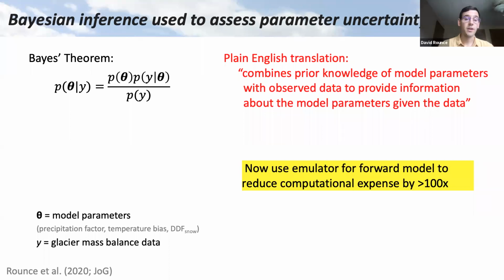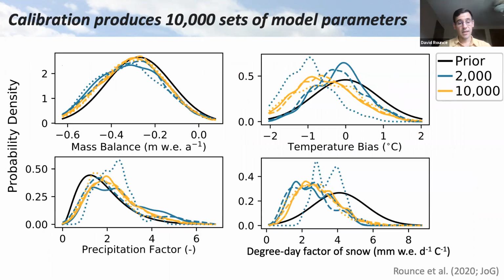And the one major difference between the work I'm presenting today and the previous study is we now utilize an emulator for the forward model. And this really helps us reduce the computational expense by more than a factor of 100. So that's really exciting. In order to implement this Bayesian inference, we use Markov chain Monte Carlo methods. We did a lot of diagnostics in that Journal of Glaciology paper, and we found that approximately 10,000 simulations is good enough to find convergence regardless of your starting point. And so this calibration procedure produces 10,000 sets of model parameters. Now, some of these are correlated, so the real number of independent model parameter sets is on the order of about 100 to several hundred.